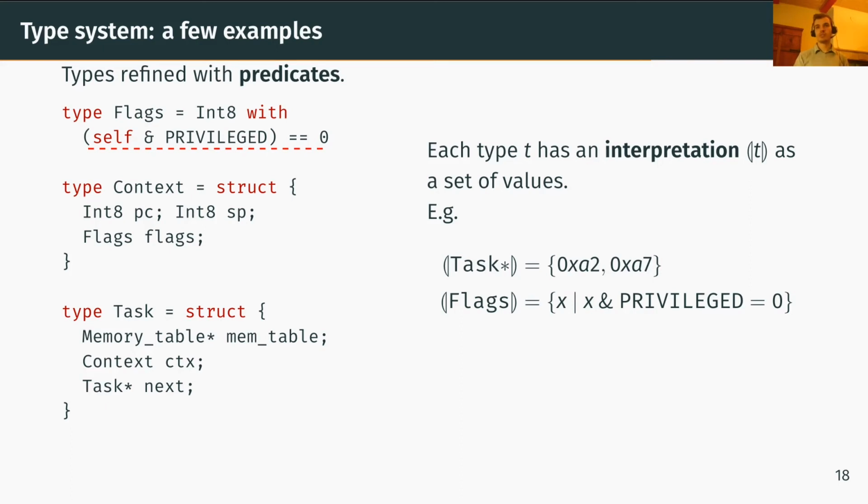And each type is given an interpretation as a set of values. So for instance, the interpretation of a pointer type will be a set of addresses, and the interpretation of a numeric type will be a set of values constrained by the predicates on this type. And so the types are typically given by the kernel developers, but the predicates have to be manually added. So there are a form of manual annotations.